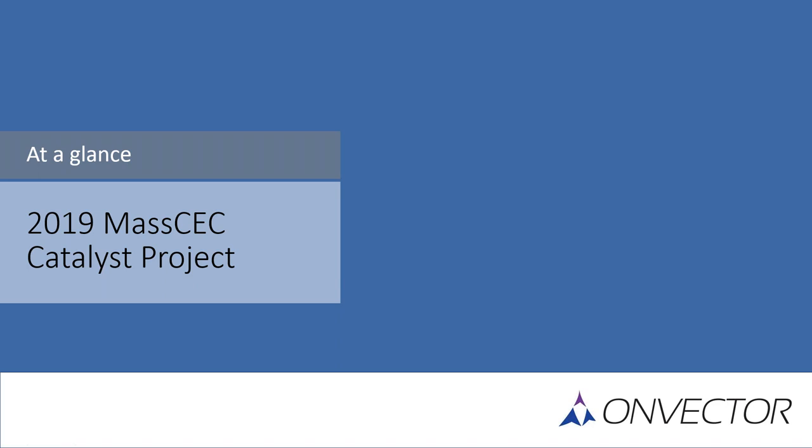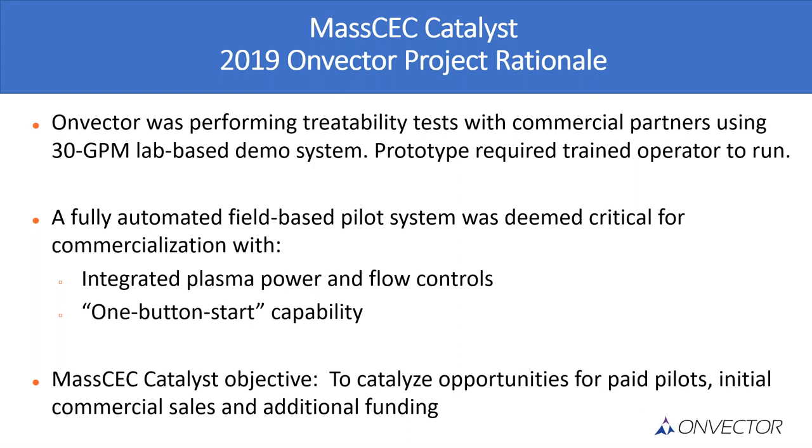So what we had in 2018 is what you saw there, 2 to 5 kilowatts of plasma power, up to 30 gallons a minute. Next slide. There were successful treatability tests with commercial partners that were occurring in our lab with our lab-based demo system. But the prototype required a trained operator to run. And we saw the need, in terms of crossing the chasm, to create a fieldable commercial pilot system with fully integrated power and flow controls and a one-button start capability.